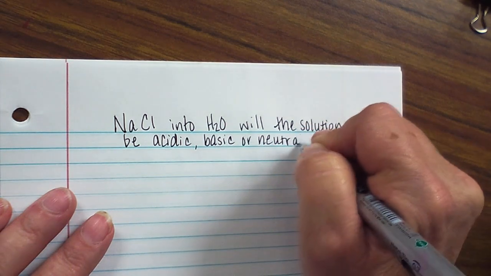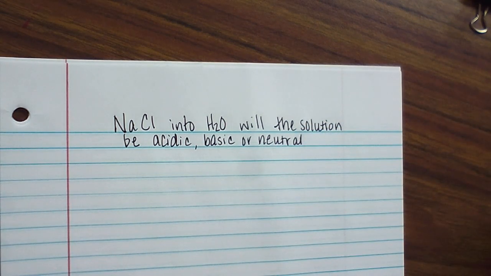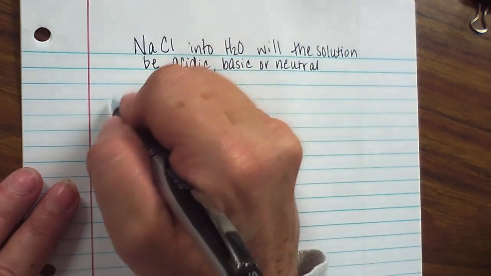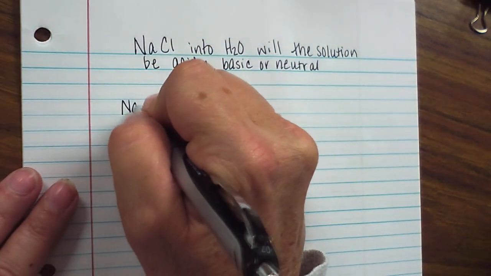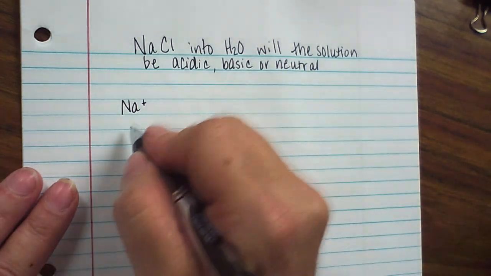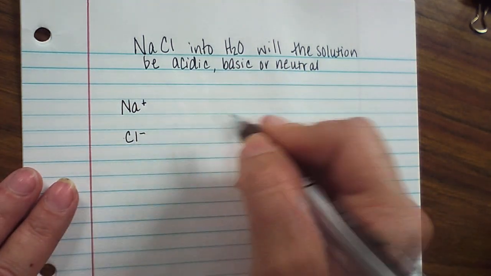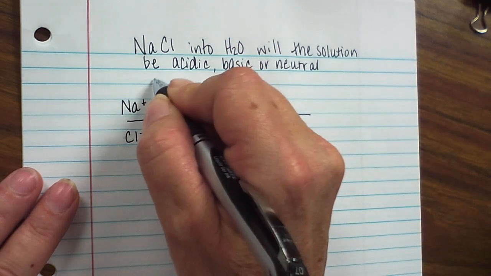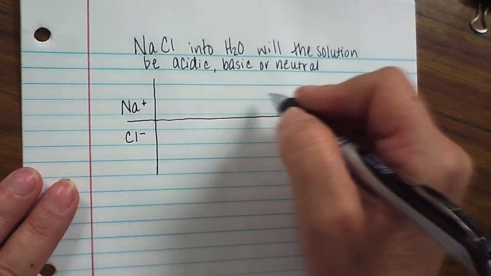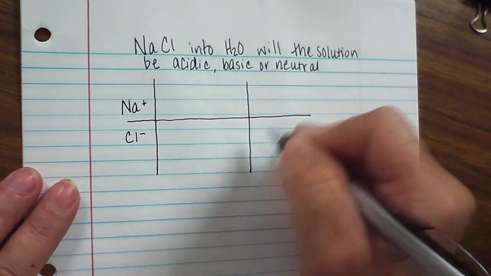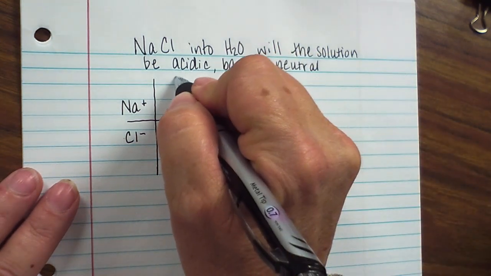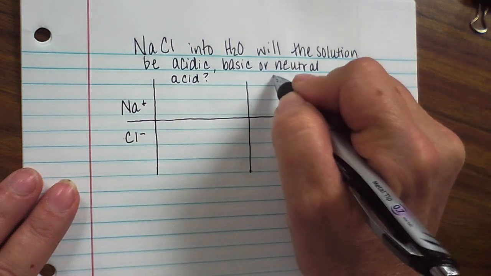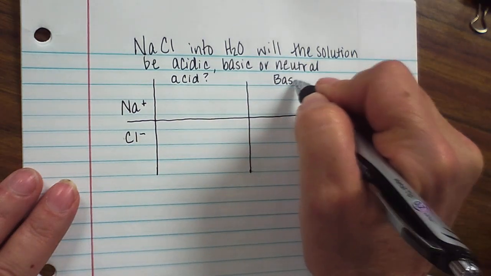So what we're going to do is separate our ions. We're going to separate them into sodium, and then we're going to separate it into chlorine. And then we're going to draw a little chart. And at the top of the first box, we're going to write acidic, question mark, acid or base, with a question mark.